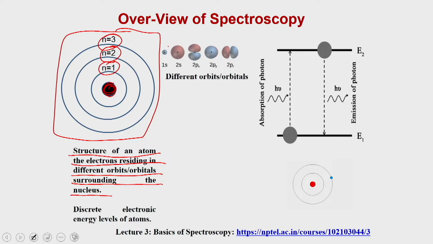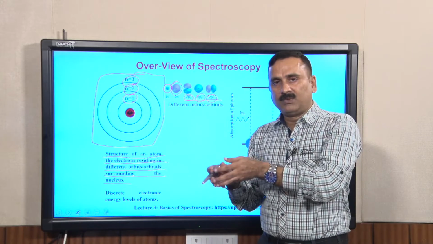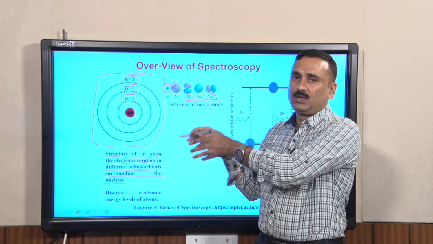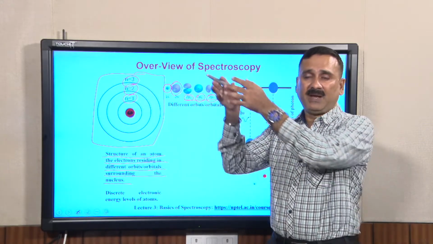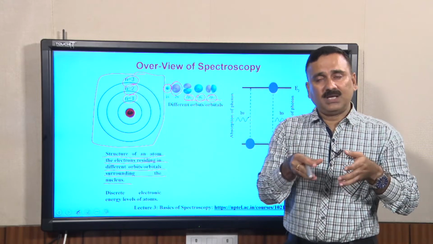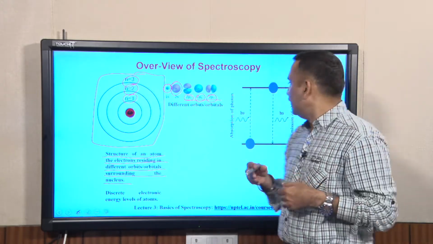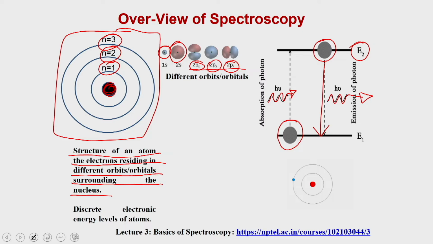which means it could be 1s or 2s, or within the 2p you can have px, py and pz, and all these different orbitals are associated with different amounts of energy. So, if a molecule changes its position from a lower orbital to a higher orbital, it is going to absorb light. If it comes back from the higher orbital to the lower orbital, it is going to emit light. Now, you can see this in terms of an animation.